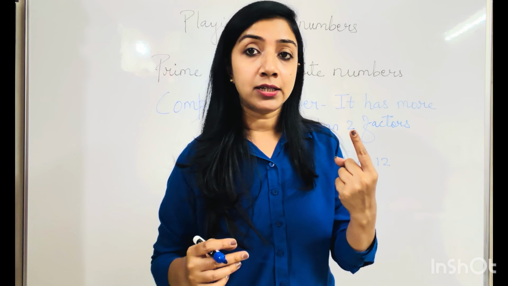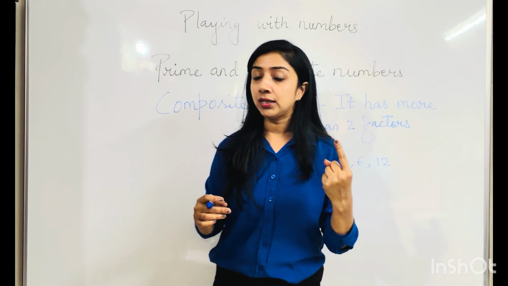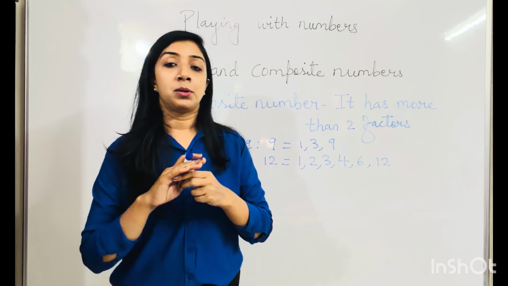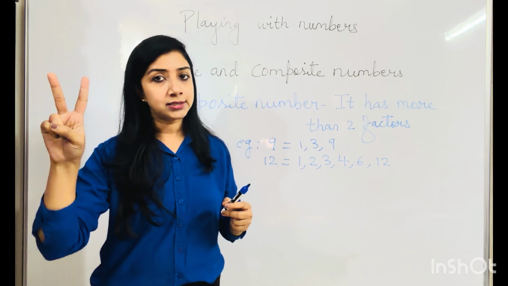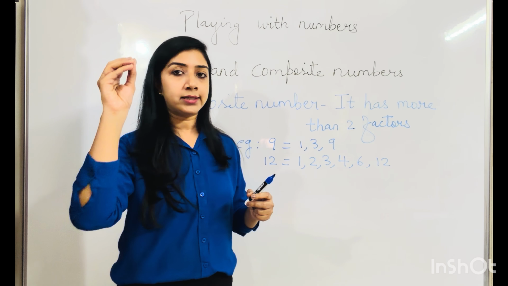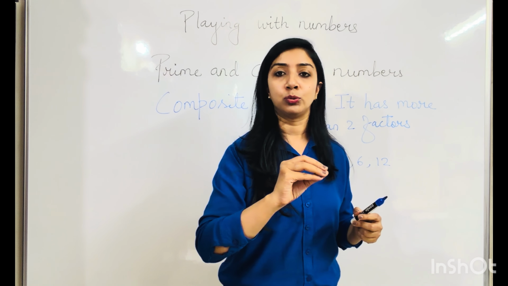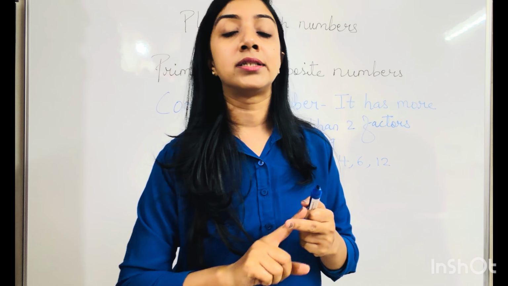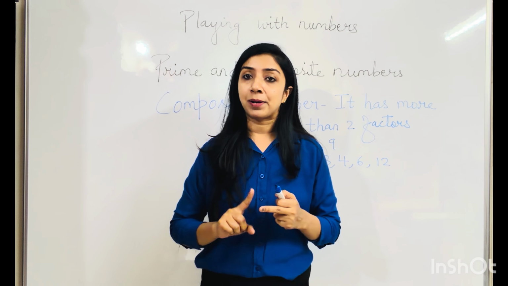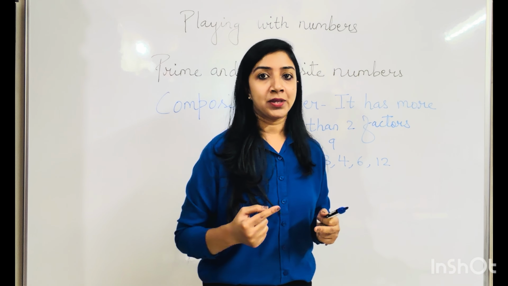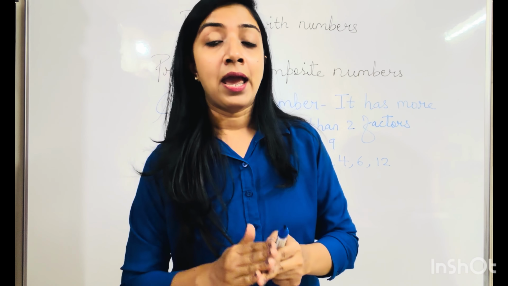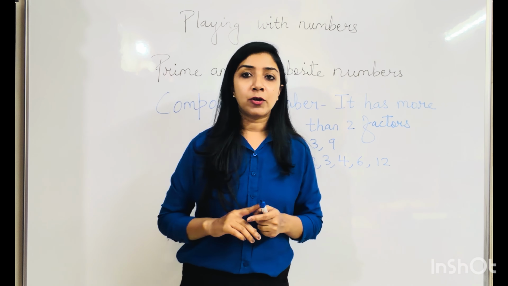One we have already understood. What is one? One is a unique number. What is a prime number? A prime number means it has only two factors, one and the number itself. Mostly it is an odd number except 2. 2 is the exception. 2 is the smallest prime number. 2 is an even number, but still it is a prime number. So the concept of prime and composite is clear to everyone.